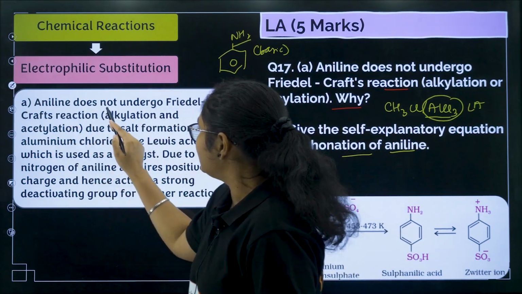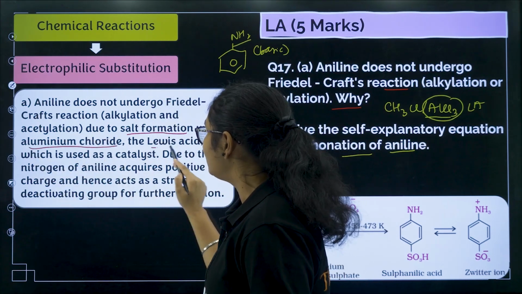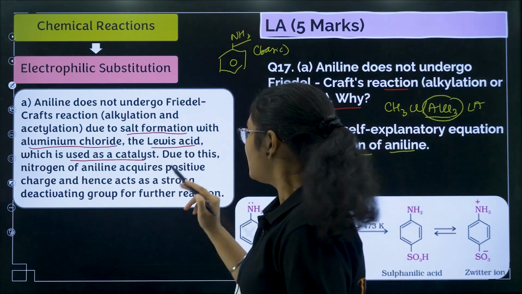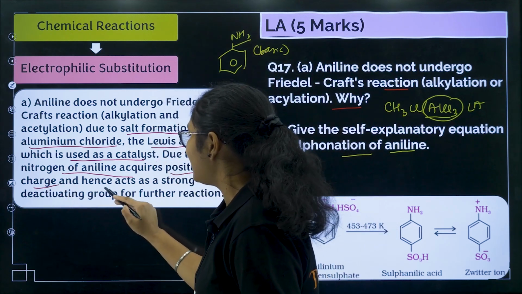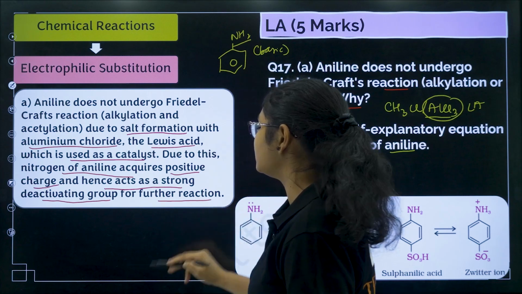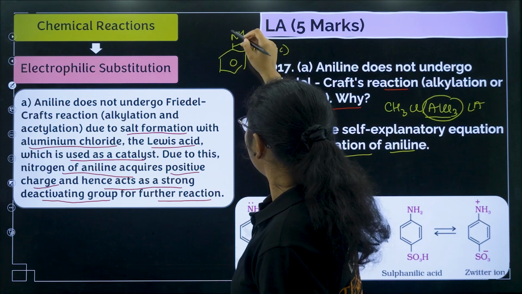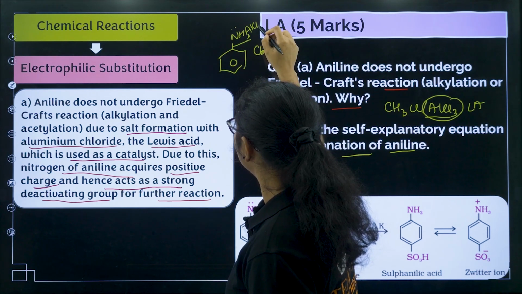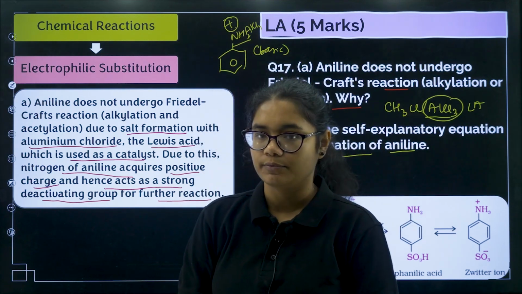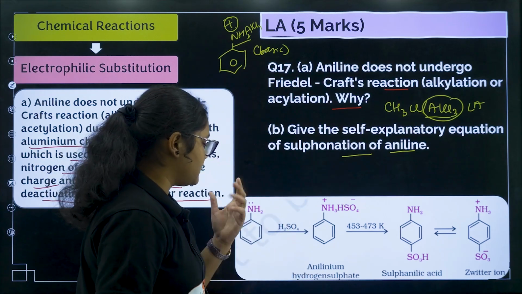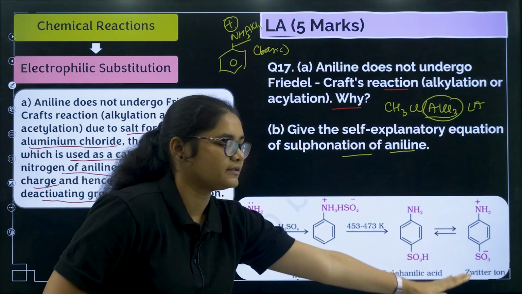So aniline does not undergo Friedel-Crafts reaction due to salt formation with aluminium chloride, the Lewis acid which is used as a catalyst. Due to this, the nitrogen of aniline acquires a positive charge and hence acts as a strong deactivating group for further reaction. It forms the NH2 AlCl4 salt, and this one is now behaving as a strong electron withdrawing group. Clear? Next, sulfonation. We have already written this reaction with NH2. We'll first get this one, then it will have a rearrangement, and then we get this type of compound.